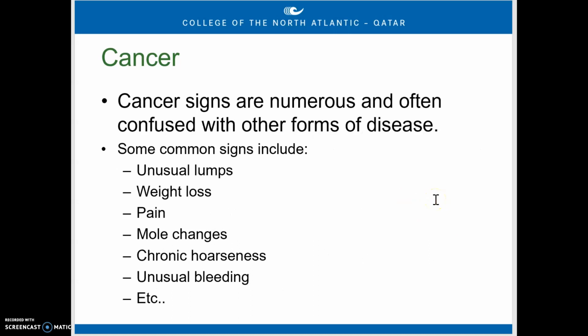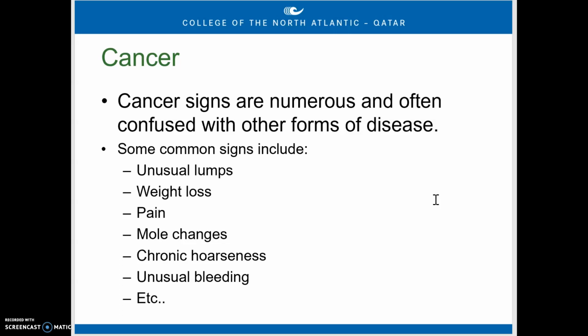The signs of cancer, what we look for when we're trying to diagnose cancer, are pretty common. So you can see a lot of things that can be confused with other diseases or conditions. Some signs of cancer will include lumps, so an unusual lump will form in the body. We can have weight loss. There can be pain. If you're talking about the skin, there can be changes in the color or the shape of a mole. In the throat, you can have chronic hoarseness, where your voice is always raspy. You can have unusual bleeding.